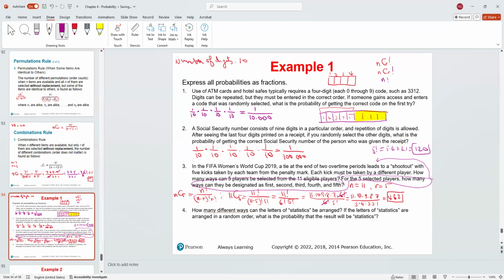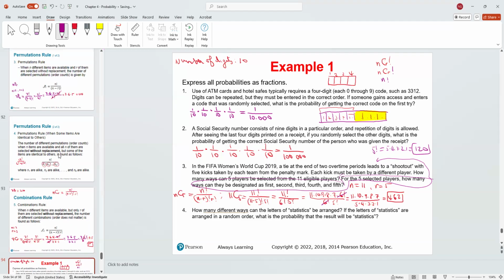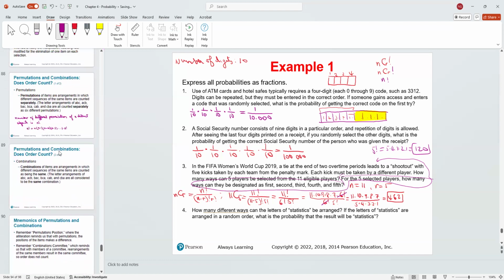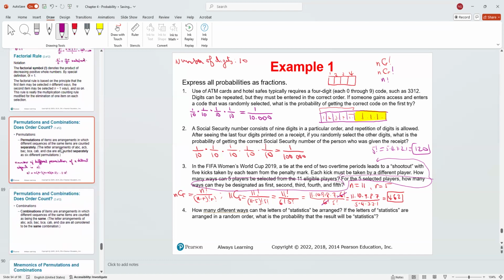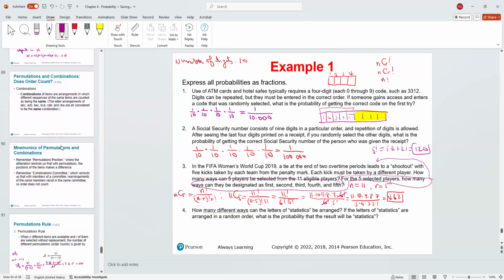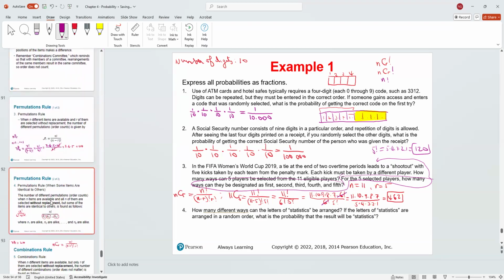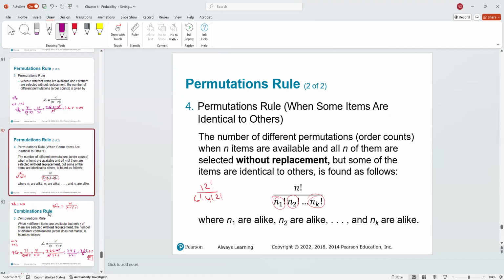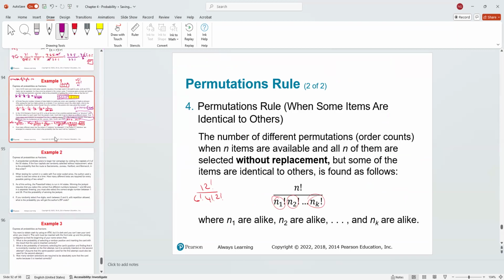The first thing to do, if you remember the rules of special permutations we covered, where did we cover it? I believe we covered special permutations right there. So permutation rules: the number of different permutations when you do it without replacement, when there are repetitions. So that's what we're going to do here.